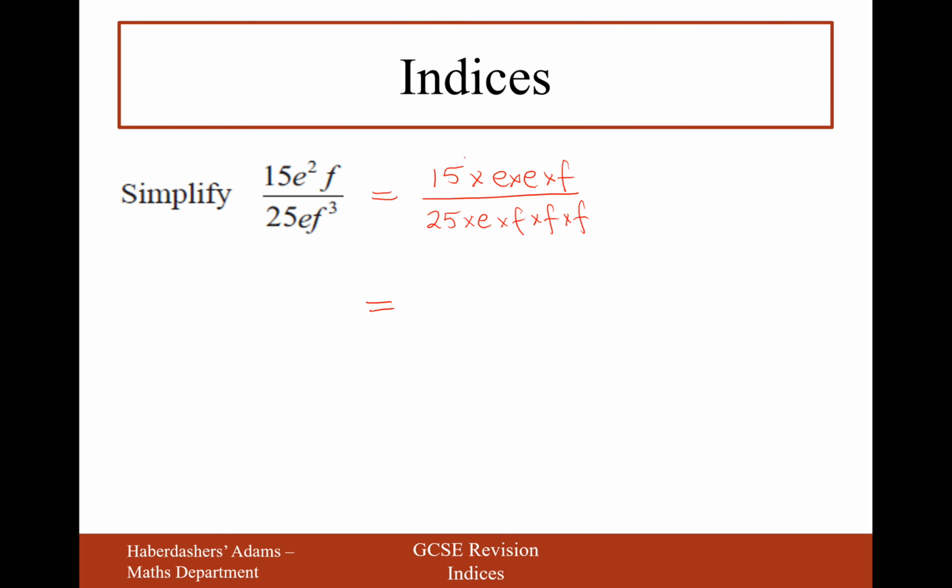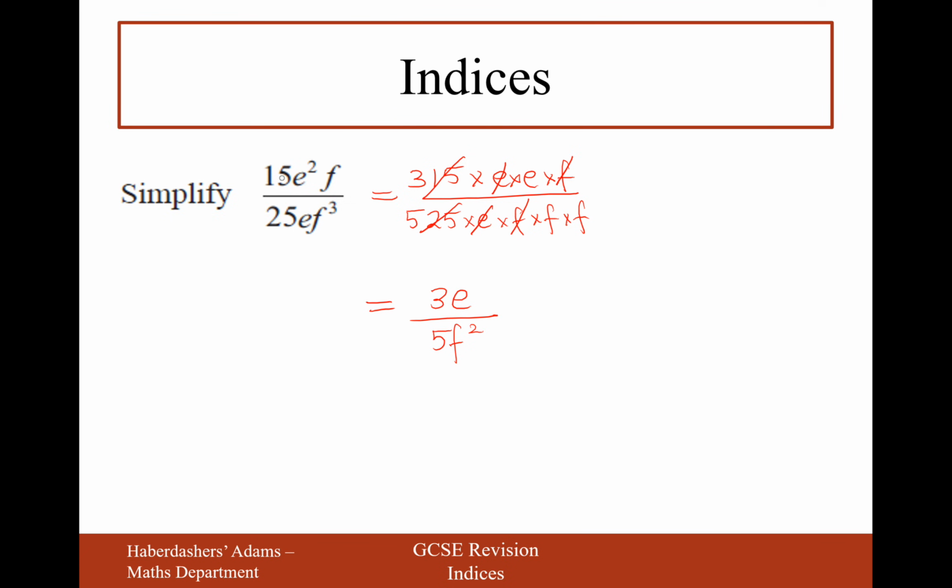Now I can definitely simplify the normal numbers at the front, take out a factor of 5, and I've got 3 over 5. I could cancel out 1e from the top and the bottom, and I can cancel out 1f from the top and the bottom. So that will leave me with 3 times e over 5 times f squared.